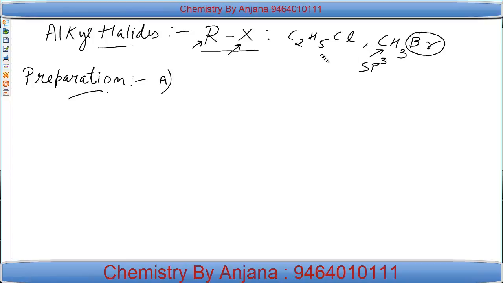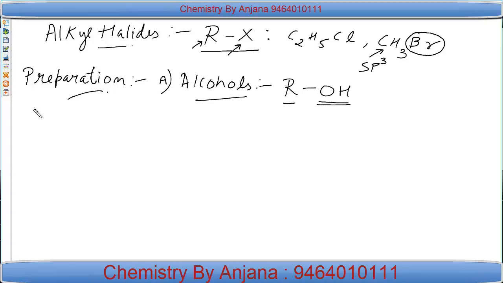So next is alkyl halide preparations. Preparation of alkyl halides, we divide into a lot of categories, and the first category is preparing alkyl halides from alcohols. Alcohols are again a hugely important functional group of organic chemistry, and they are denoted as ROH. Whenever we see an OH group attached to a carbon chain, we call that functional group an alcohol. How to prepare alkyl halides from alcohols?